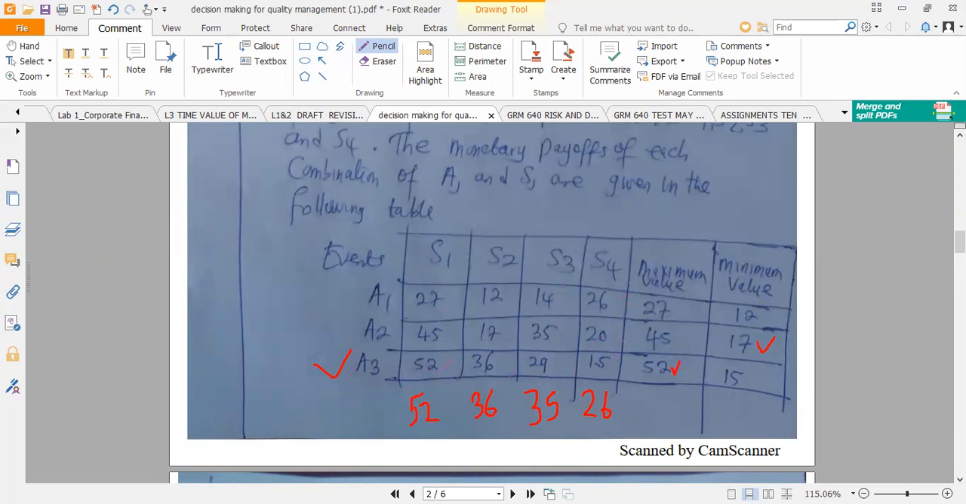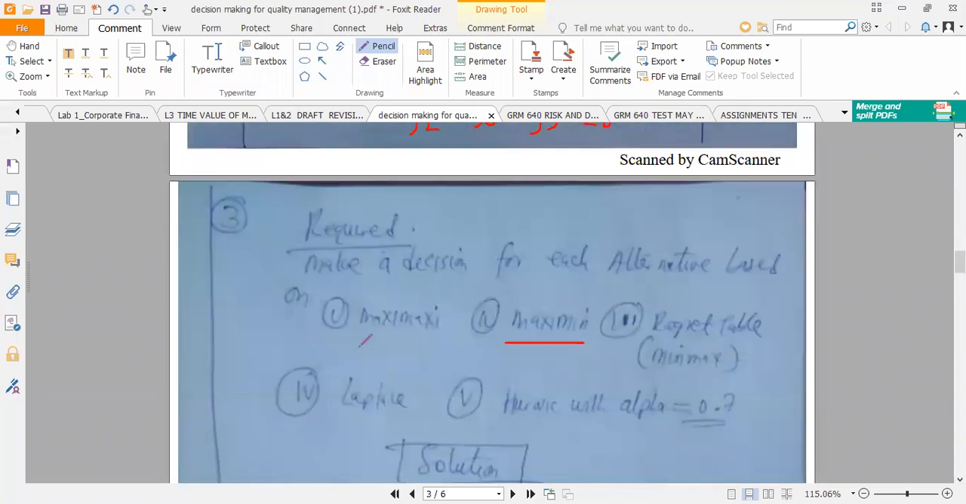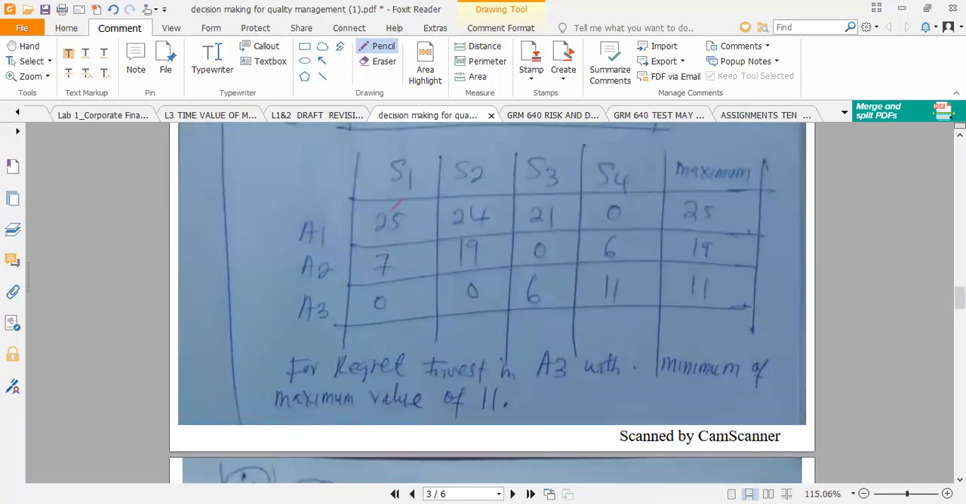So 52 minus 52, here we're going to get a 0. 52 minus 45, we're going to get a what? A 7. 52 minus 27, we're going to come up with a table here where we're subtracting the highest values from each of them. This is what will lead us to now identifying the maximum values from each of these columns. Like we're finding a max from the regret table.